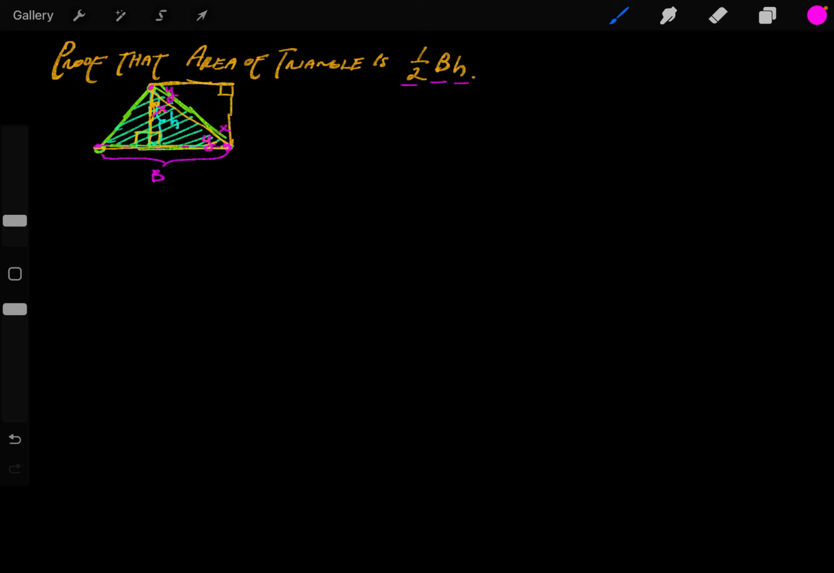And what we should convince ourselves is that X plus Y is 90 degrees. This is a 90-degree angle right here, and the sum is 180, so that means that X plus Y has to be 90. So that means that this whole thing is a 90-degree angle, and this is a 90-degree angle because it's X plus Y again.